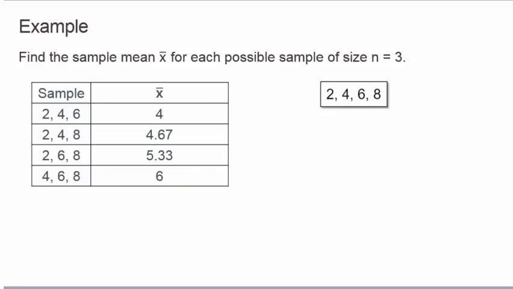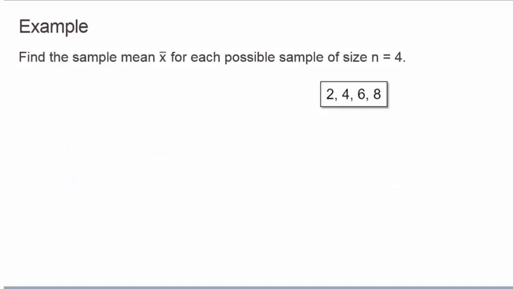Now I have my table of each sample and the mean. I draw my number line, again labeling from 1 to 9, and I put my dots. I have a dot over 4. I have one really close to 5, which is 4.67. One a little to the right of 5, which is 5.33, and a dot over 6.